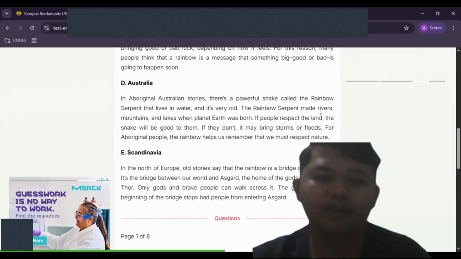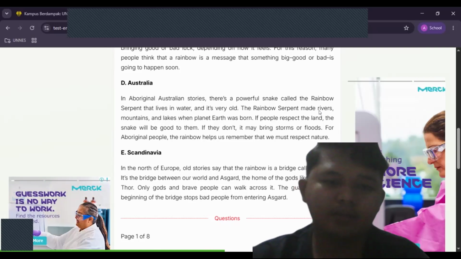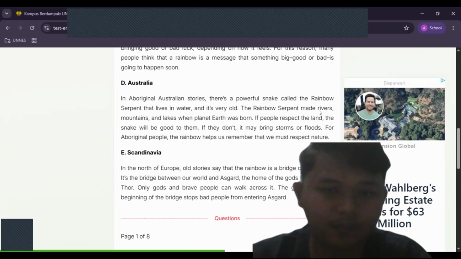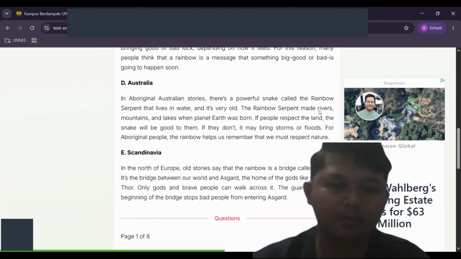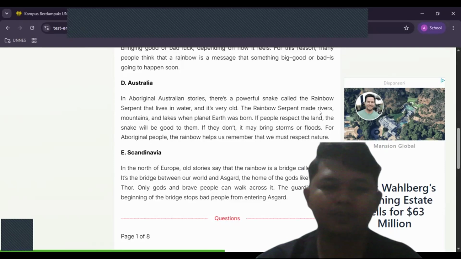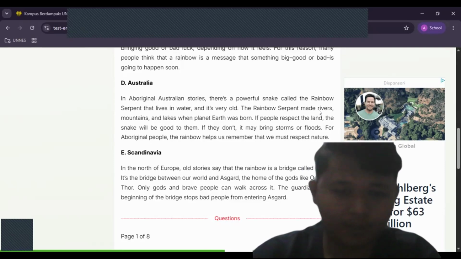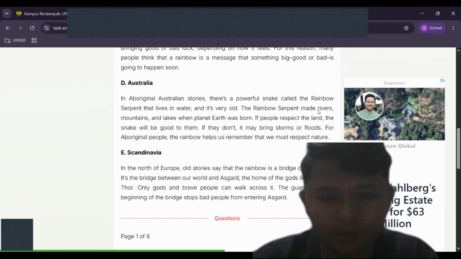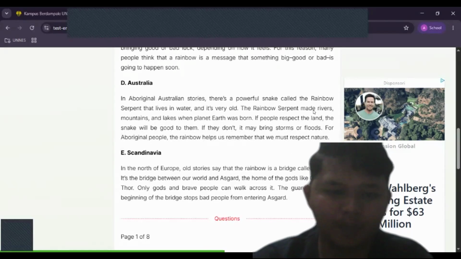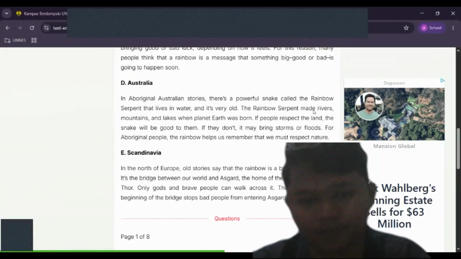D. Australia. In Aboriginal Australian stories, there is a powerful snake called the rainbow serpent that lives in water, and it's very old. The rainbow serpent made rivers, mountains, and lakes when planet Earth was born. If people respect the land, the snake will be good to them. If they don't, it may bring storms or floods. For Aboriginal people, the rainbow helps us remember that we must respect nature.